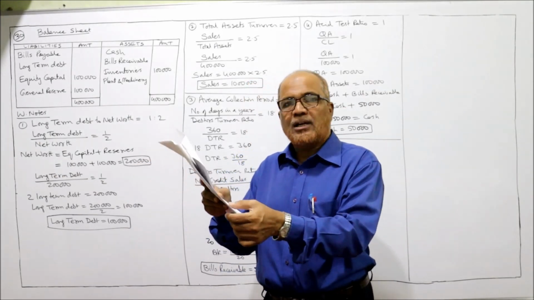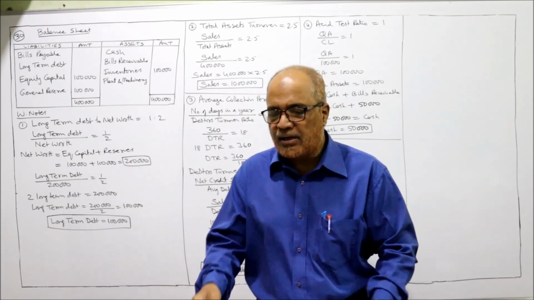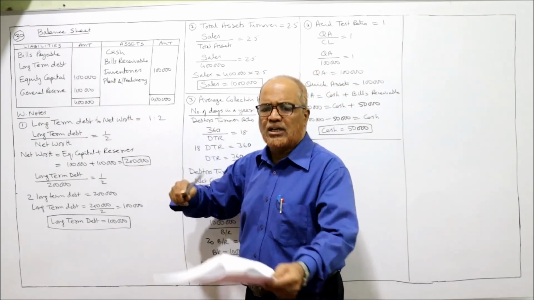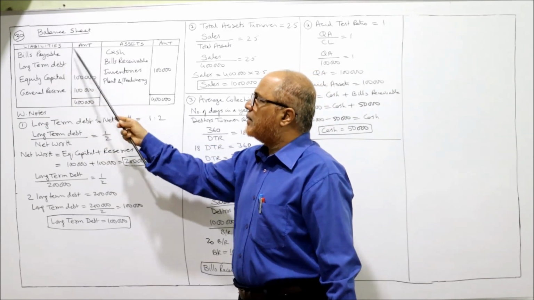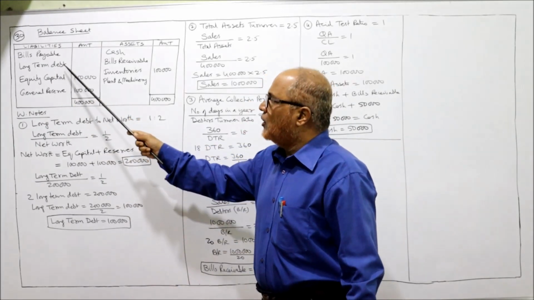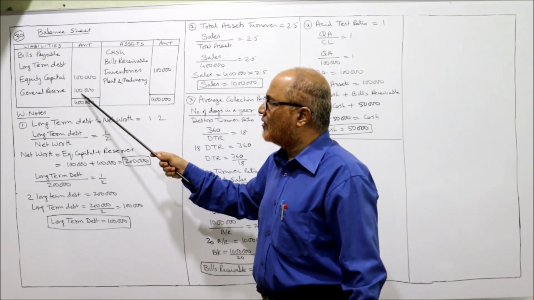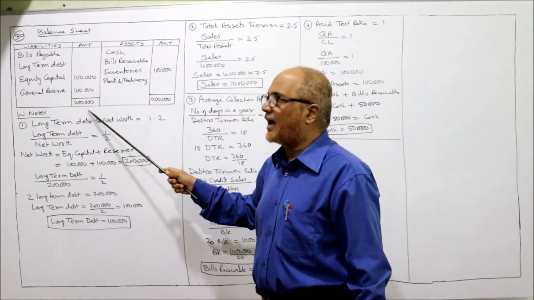So what is the balance sheet? Liability side, bills payable, no amount is given. Long-term debt, you can see the board here. This is the blank balance sheet given in the problem. I have copied down the balance sheet. So bills payable, amount is not given. Long-term debt, amount is not given. Share capital 1 lakh, general reserve 1 lakh. These two amounts are given. And total of the balance sheet is 14 lakh.